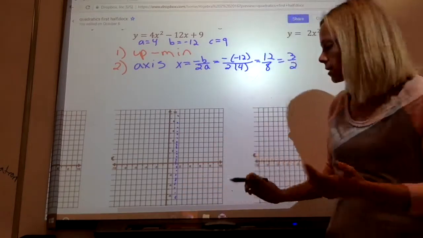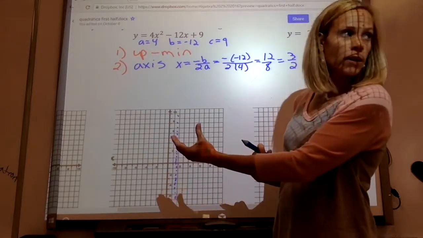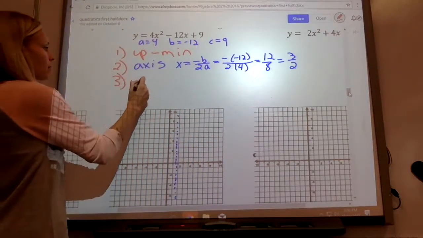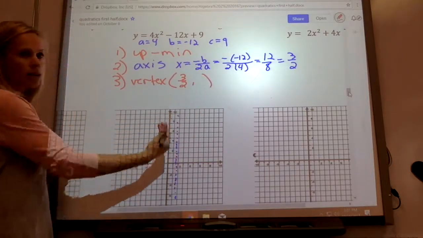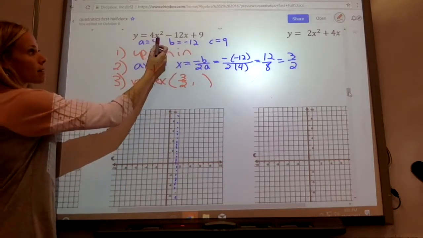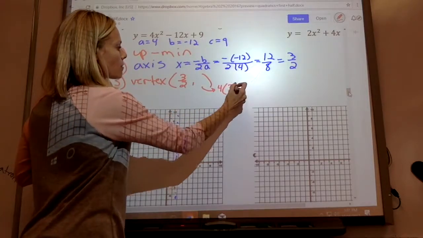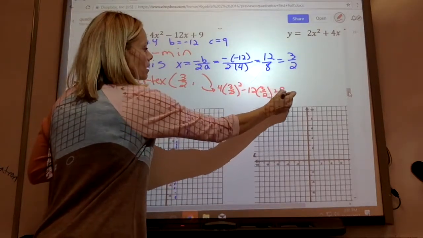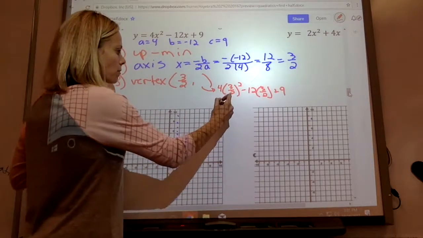I know my parabola is going to be somewhere on that axis of symmetry, but I don't know how to go up and down yet. So my next step, my vertex step, tells me how to go up and down, because I know from my axis of symmetry that I went 3/2 to the right, but how did I go up and down? My y value? So you're going to sub 3/2 in for x of your equation up here. So that would give me 4 times 3/2 squared minus 12 times 3/2 plus 9. And you'll probably want to use a graphing calculator on this, or you can do mental math if you wanted to.